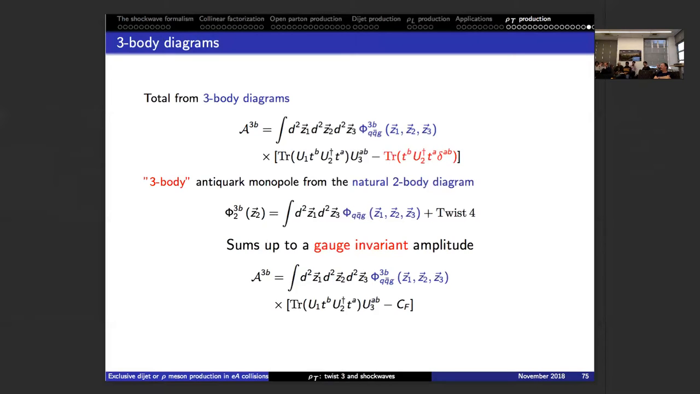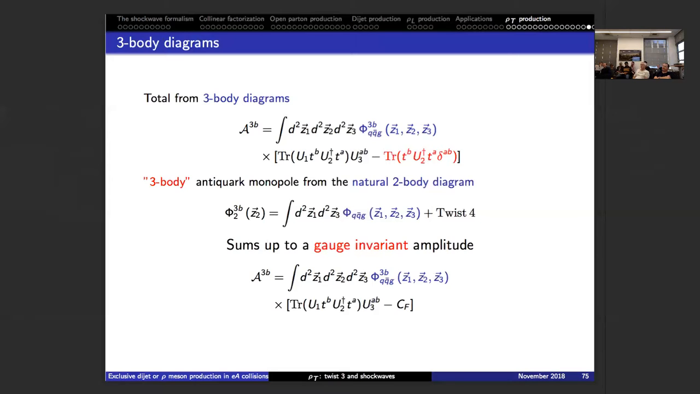You will see some transverse gauge links here. Yes, but I don't need transverse gauge links here. I have the shockwave gauge links, and I have the longitudinal gauge links. When you go to the rho meson, you need to have transverse gauge links. I have the gauge links in the mesons; they are taken into account. I didn't draw them here. I'm using covariant collinear factorization. That's the formalism I'm using. Well, we can discuss the details after.